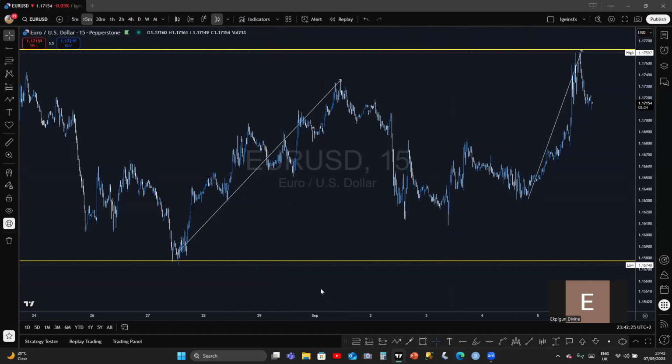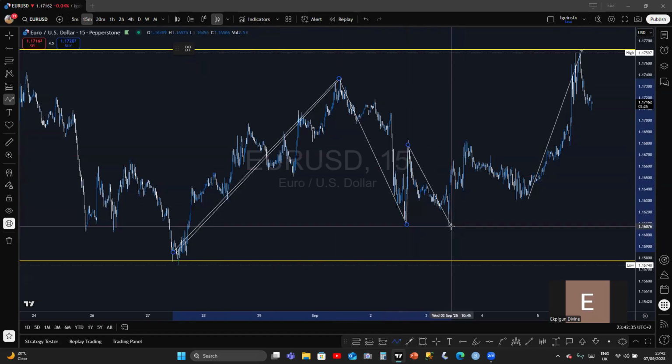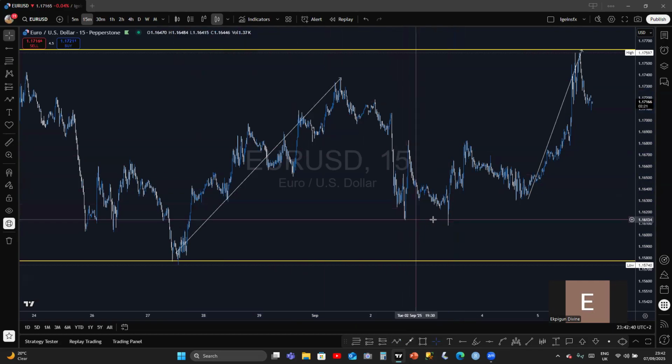You see, it's just something like this, like this. But this one, this is the last push, because if you look at this one here, you discover that this was the last break of structure. This one here. Yes, sir.